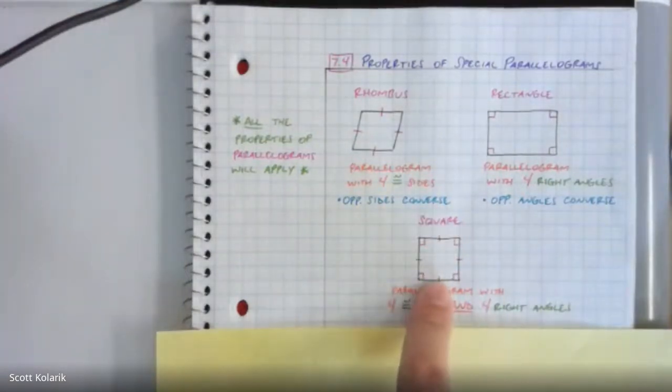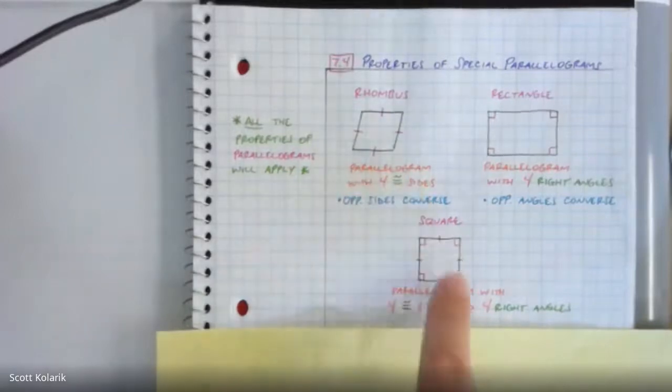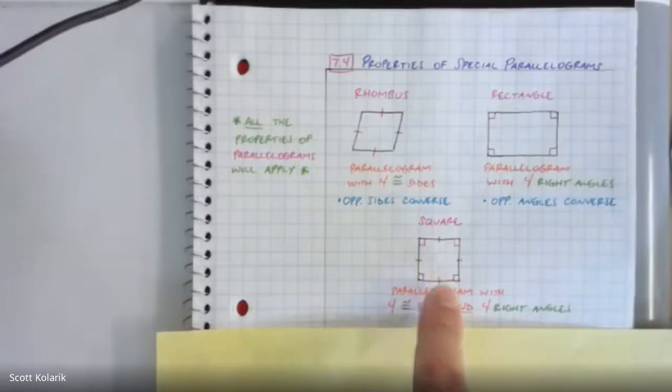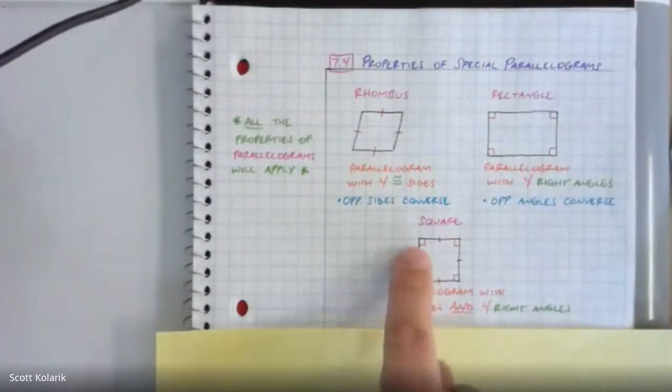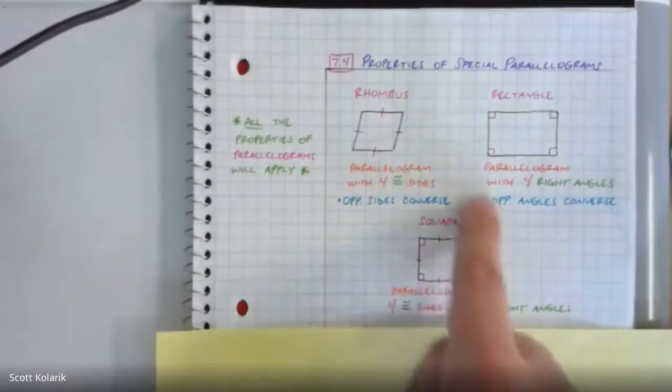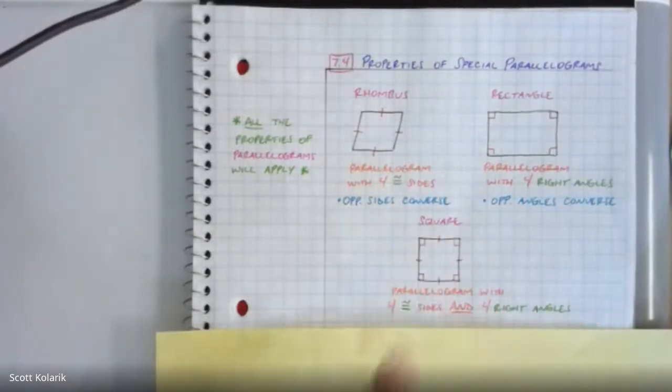Why is this a rhombus? Because all 4 sides are congruent to one another. A parallelogram with 4 congruent sides. That's true. This is also a rectangle because it's a parallelogram with 4 right angles. And then most specifically, this is what we call a square because it's all of those things at once.